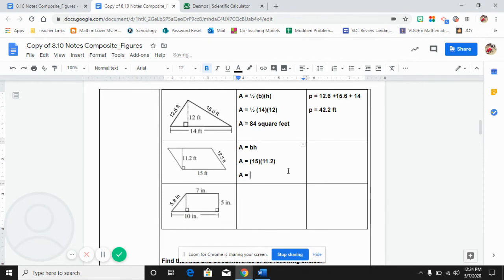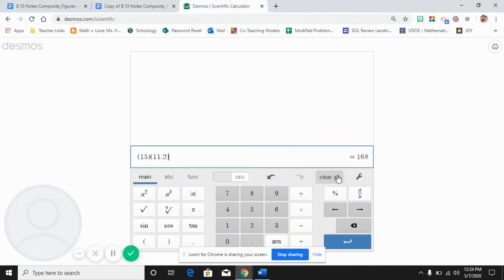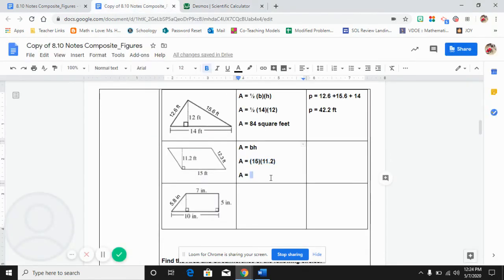Okay, let's plug that into our calculator. We're probably going to get a decimal with that. That's fine. 15 times 11.2. And we actually get 168. 168 what? Well, this is area, so it's going to be square feet.